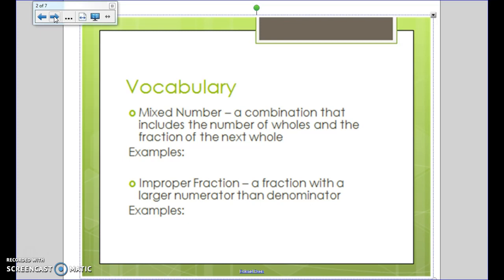A mixed number is a combination including a number of wholes and then a fraction of the next whole. So for example, I could have 1 and 1/2. Or I could have 2 and 3/4. I could have 3 and 4/5. And these are just made up examples, but they're all examples of mixed numbers. And so a mixed number has the number of wholes, 1, and the amount of the next whole, 1/2. The amount of wholes, 2, and 3/4 of the next whole. 3 wholes and 4/5 of the next whole.